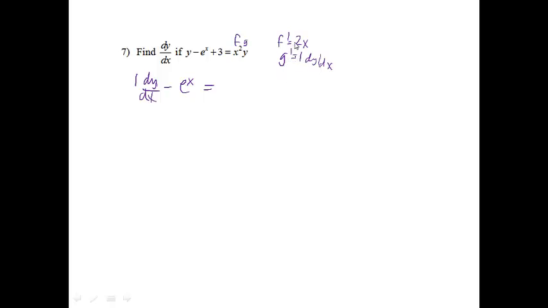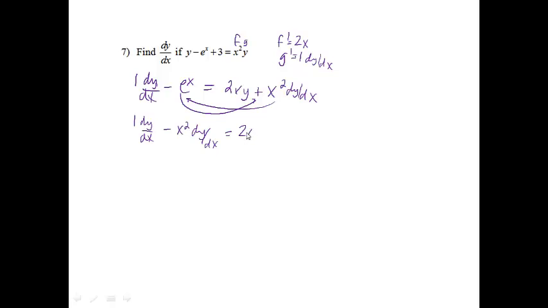And let's see here. So we're going to use the product rule, f prime times g, so 2xy, plus f times g prime, x squared dy/dx. And I would like to solve this for dy/dx. So I'm going to subtract this over there, and I'm going to add this over to this side. I will have 1 dy/dx minus x squared dy/dx equals 2xy plus e to the x.